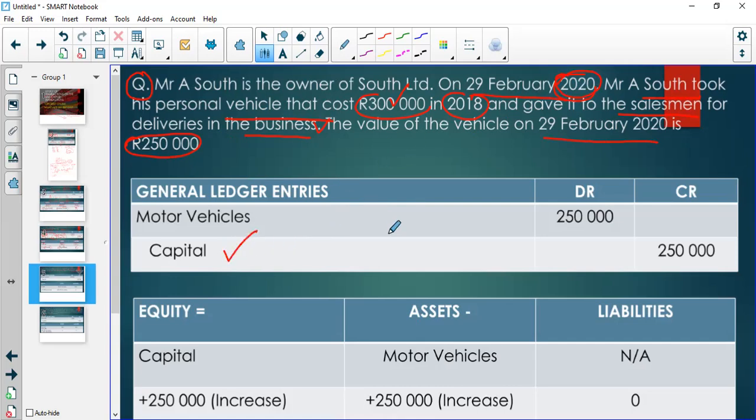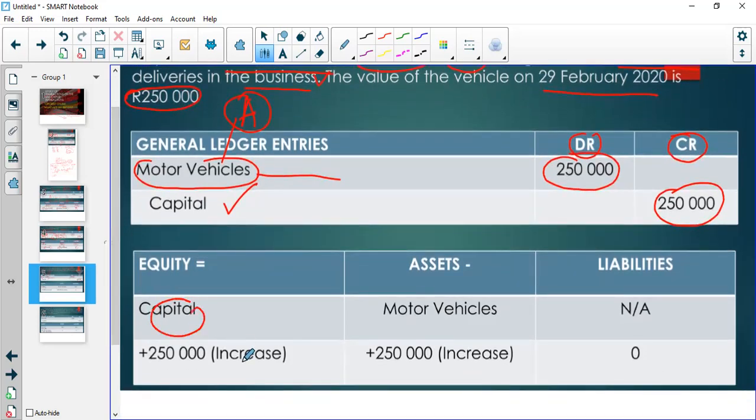So it's capital, 250. It's motor vehicle, which is an asset. So motor vehicles that belong to the business have increased. And motor vehicles fall under assets. So if any account that falls under assets increases, we go to that account and debit the account. Right? I hope that does make sense. So therefore, our equity is going to increase. Our assets are also going to increase. This has no effect on liabilities.